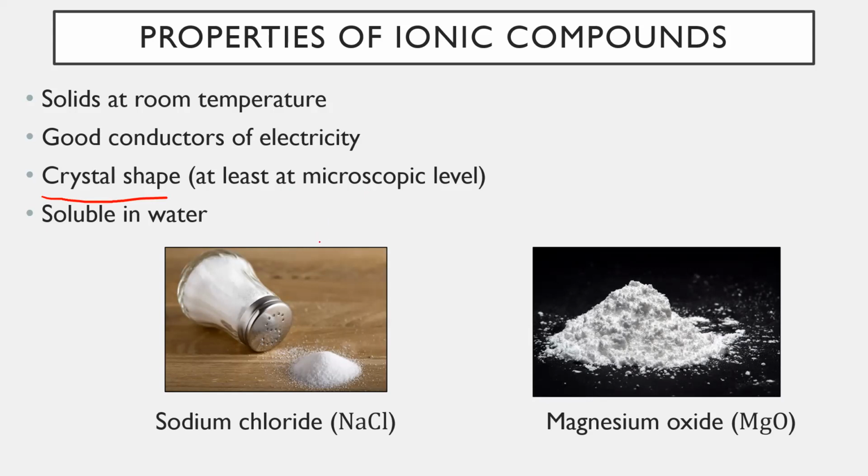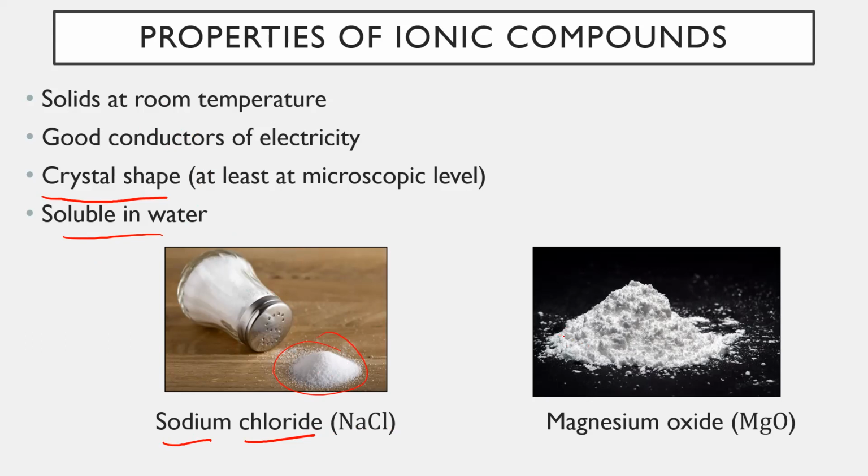There are some obvious crystal-shaped ones like sodium chloride, NaCl. Sodium is a metal, chlorine is a nonmetal. When they combine together, it actually just forms table salt. Table salt clearly has a crystal shape to it. It's also a solid at room temperature, and at least if you dissolve it in water, it's a really good conductor of electricity. Oh, and speaking of dissolving in water, that's a fourth point: soluble in water. In other words, they'll dissolve in water.